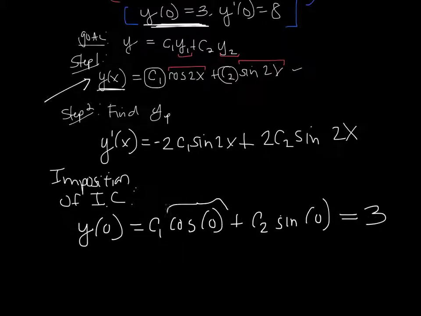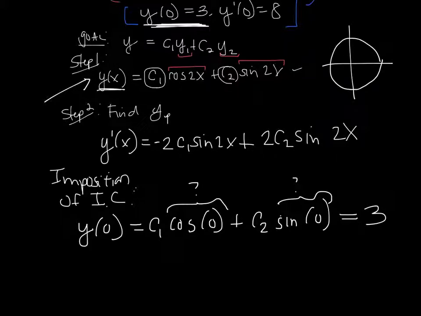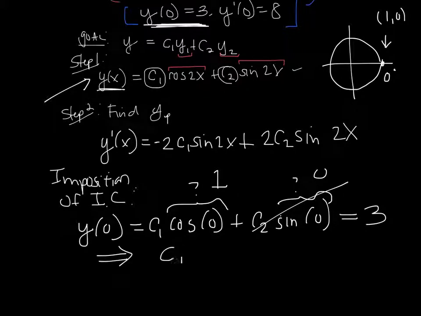So now we just have to find what the cosine of 0 is and the sine of 0. Here's a nice little trig review. The cosine of 0, so my angle is at 0 degrees, and the coordinates are 1, comma 0. The cosine of 0 is the x-coordinate, so that's definitely 1. The sine of 0 is 0, so that's basically going to be gone. So this implies C1 times 1, which is C1, is equal to 3. Okay, so there's our C1.